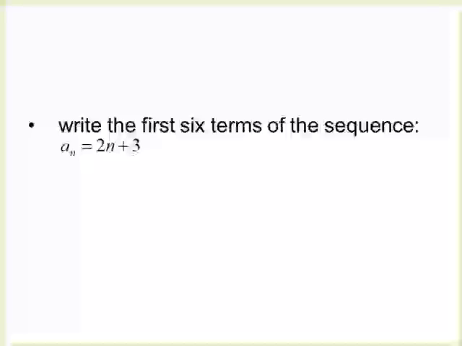So we start by saying a sub 1 means the first term of the sequence. And the way we find the first term of the sequence is by plugging 1 into the rule. So that gives 5. So our first number of this sequence would be 5. To find the second number, or a sub 2, we plug 2 into the rule, and we get 7. To find our third, plug in 3, and we find 9.